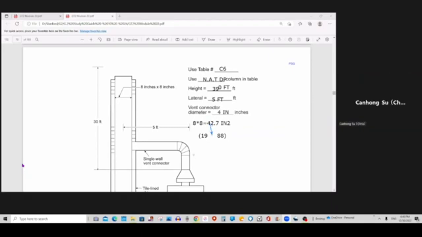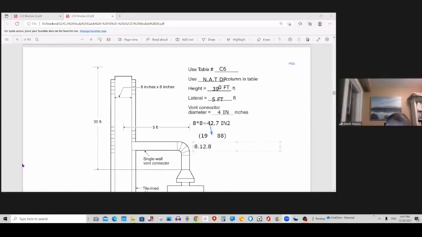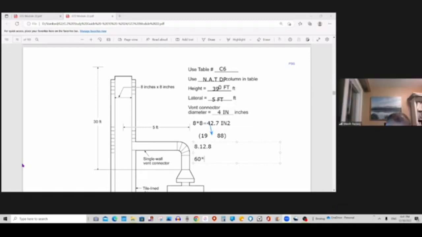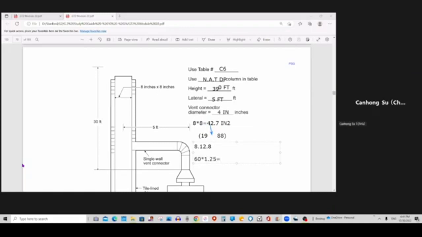What was the second condition? As I remember, the total BTU multiplied by 1.25. Why? 8.12.8. Yeah, he says it. Is that right? He's right, sir. Yeah, thank you, Amir. 8.12.8. Okay, but this class number, how much is the capacity? Well, 60,000, 60 times 1.25 is equal to 75.